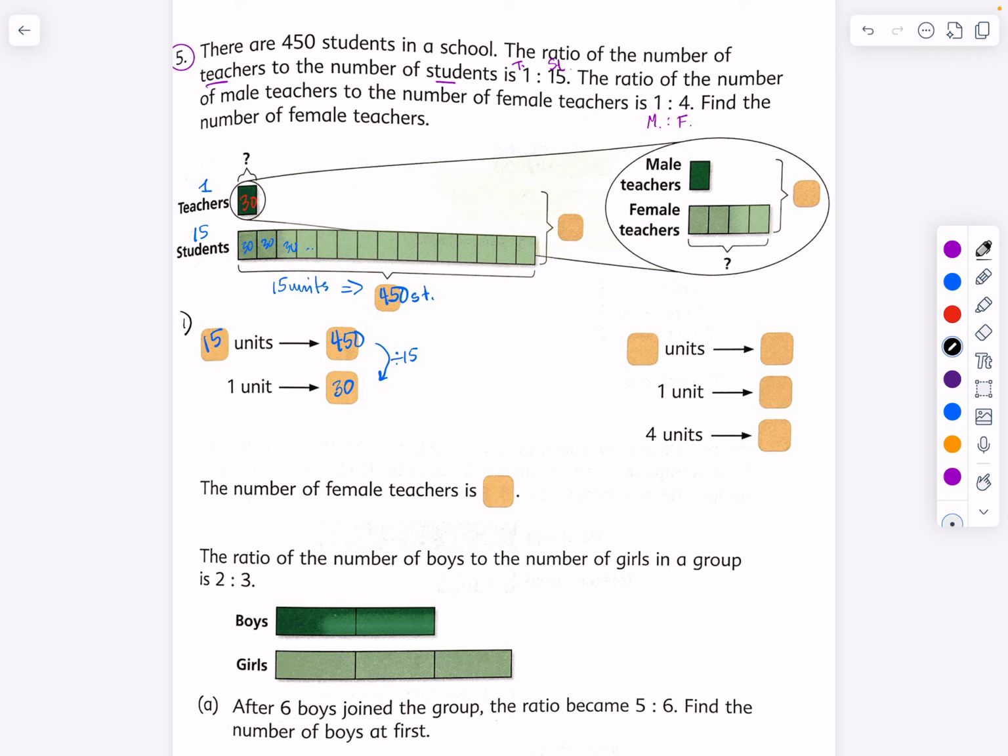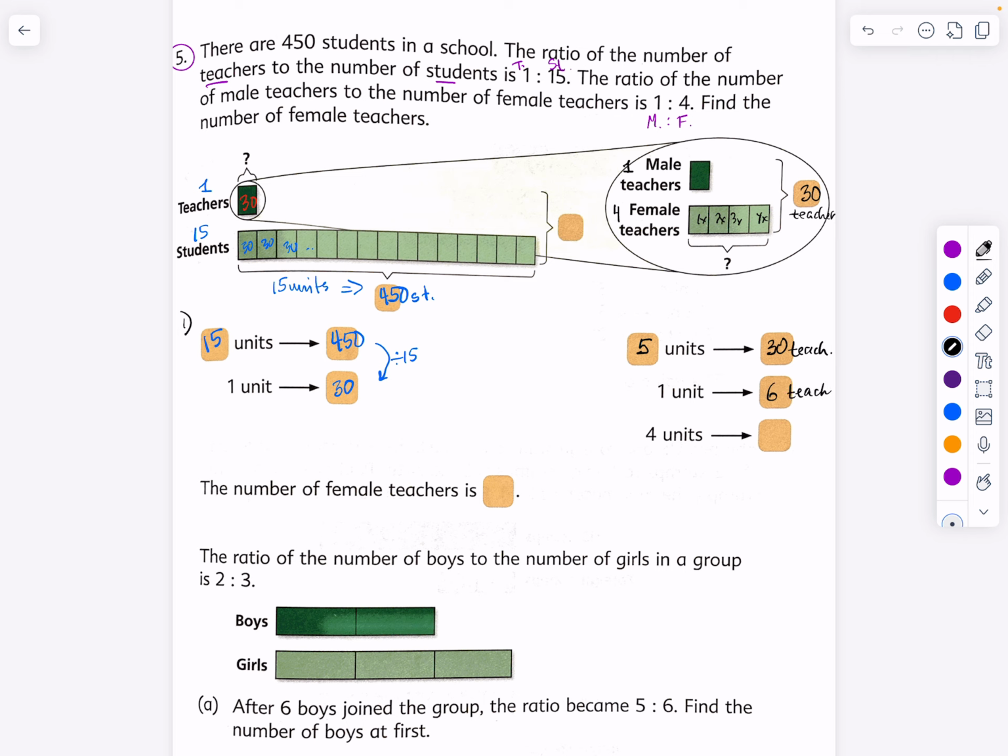Now, we also were given that these teachers can be male or female. There are fewer male teachers and there are 4 times as many female teachers. So this ratio is 1 to 4. If we know that altogether there are 30 teachers, right? 30 teachers split equally among 1 time, 2 times, 3 times, 4 times, 5 units represent 30 teachers. Therefore, 1 unit has 6 teachers.